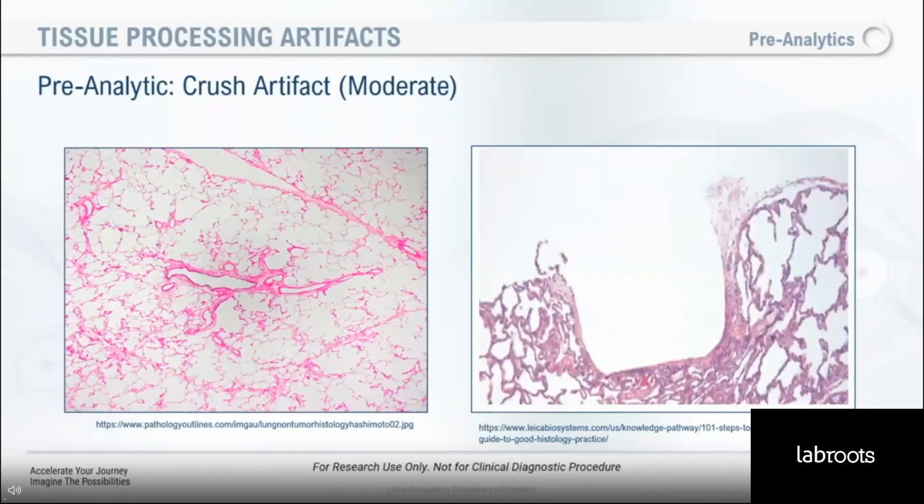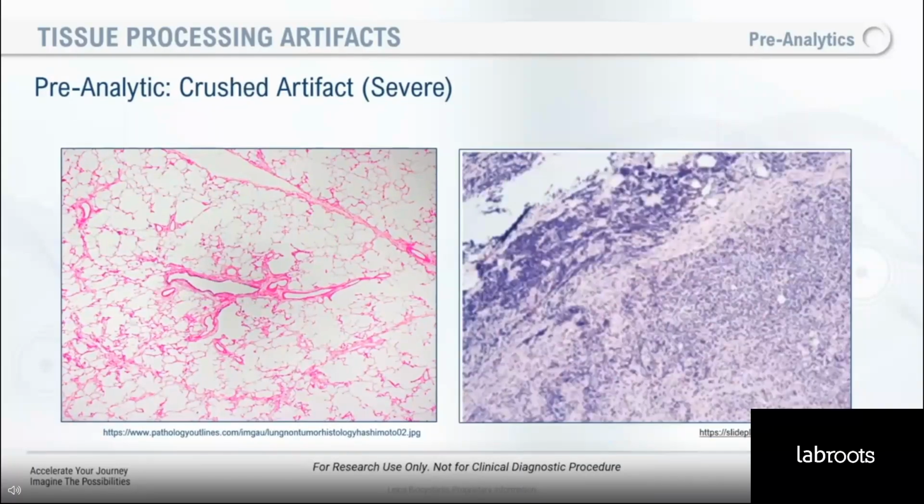A little bit more severe situation in this sample would be, as you can see again on the left, an architecturally preserved section of lung, while on the right is a section of lung that has moderate crush artifact. In a severe example, you can see again on the left, we have a well-preserved section of lung, while on the right, near the top left corner, you can see that there is crush artifact that actually has caused nuclear streaming.